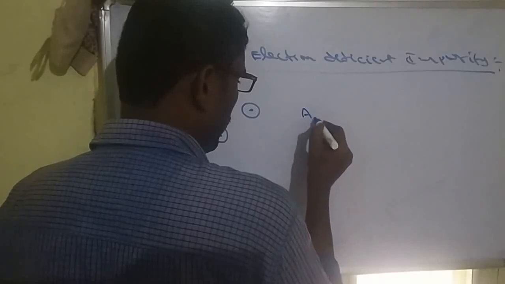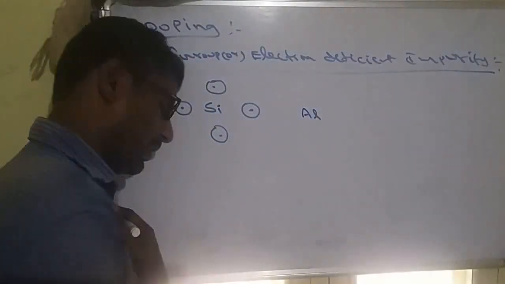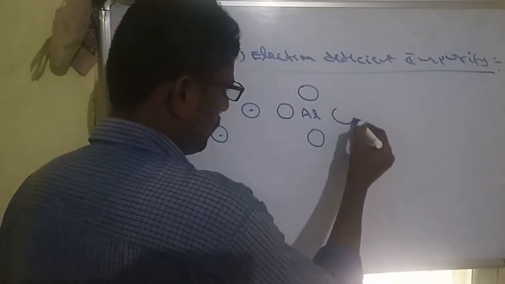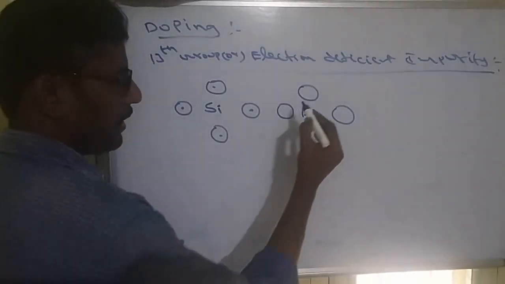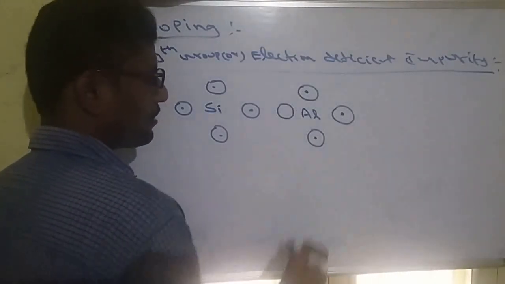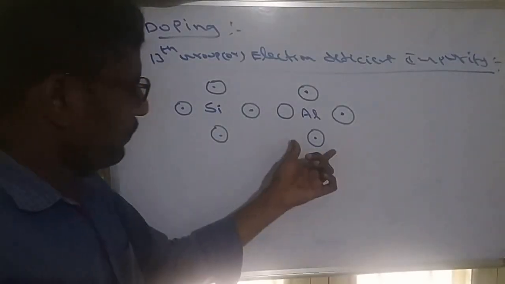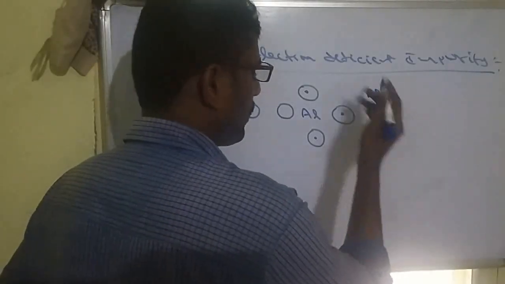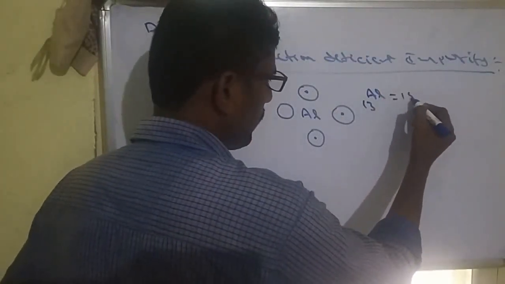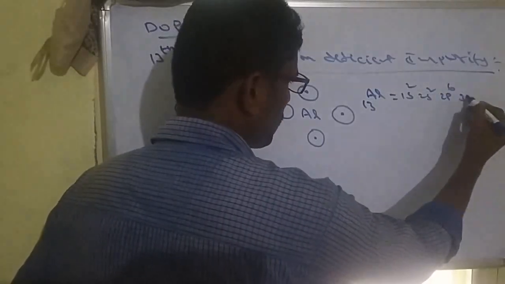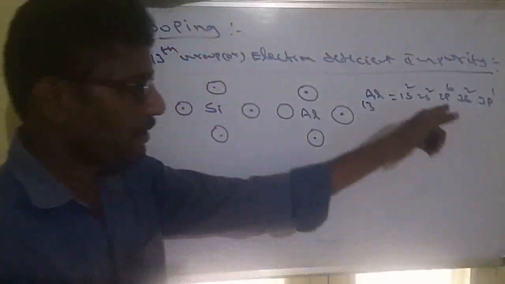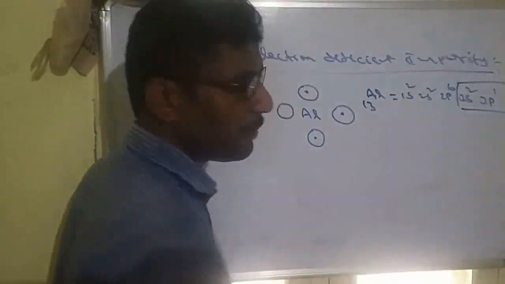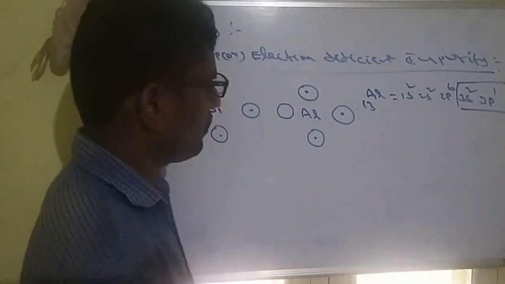Now I am taking aluminium. Aluminium is the 13th group. It also has 4 orbitals, but it has only 3 valence electrons. Why are orbitals 4 and electrons 3? Simply, we can identify by electronic configuration. Aluminium, atomic number 13, configuration 1s2, 2s2, 2p6, 3s2, 3p1. That is the electronic configuration. So the outer electronic configuration is 3s2, 3p1. Valence electrons are 3.